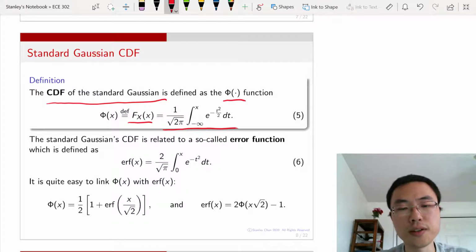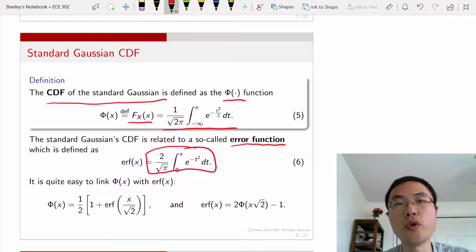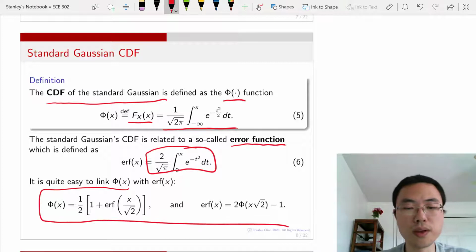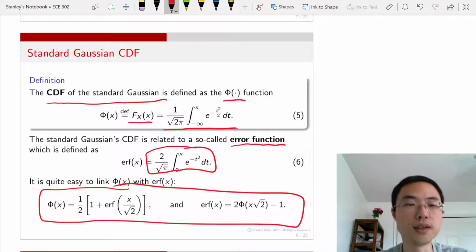This CDF is related to a very famous thing called the error function. The error function is defined as this expression here. It's just a different endpoint in the limit, and also a different scaling in the expression. You can do a very simple one-to-one mapping from the CDF to the error function. If you start with the error function, you can get the CDF in this way. If you start with the CDF, you can get the error function in this way. So these are interchangeable in many settings.